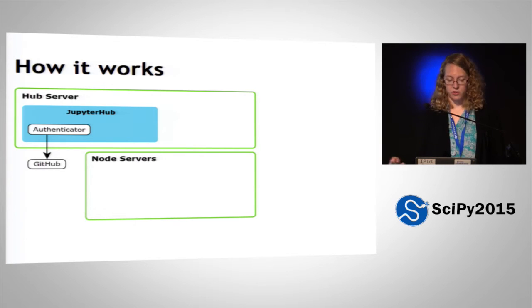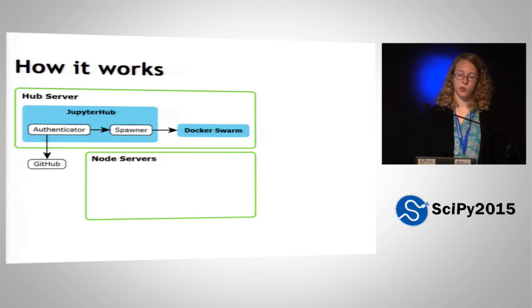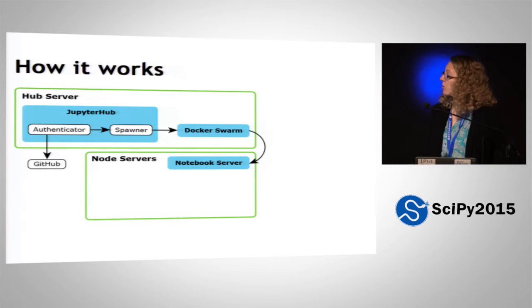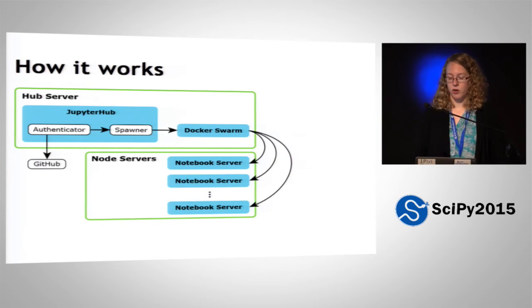If the answer is yes, JupyterHub then uses the spawner to actually launch the user's notebook server. The particular spawner that we used talks to a service called Docker Swarm. Docker Swarm acts just like normal Docker, except whereas normal Docker will only launch containers on one machine, Docker Swarm knows about a cluster of nodes and will launch containers on one of those nodes. So it launches the notebook server there. Then this process repeats. Whenever someone logs in, they go through the authenticator, then the spawner, then Swarm starts them up a notebook server, and so on.